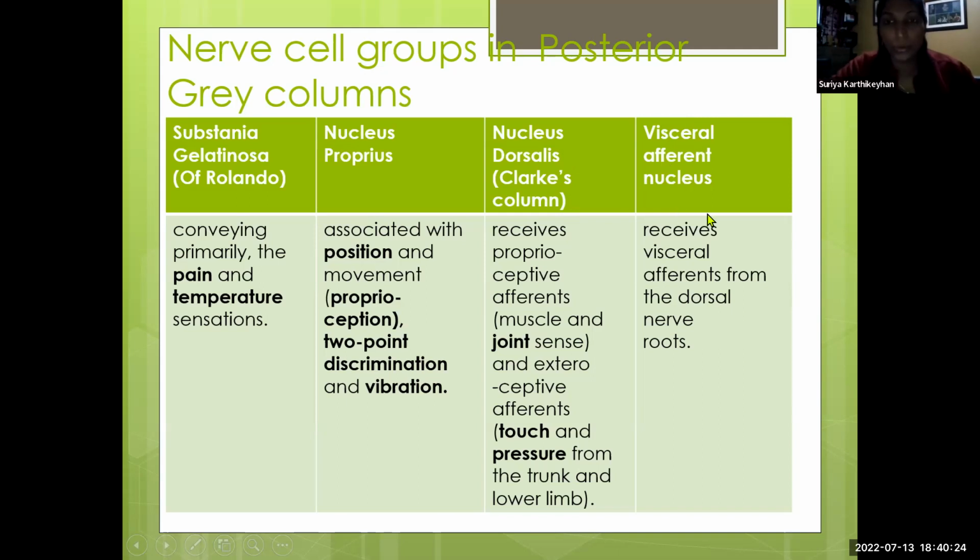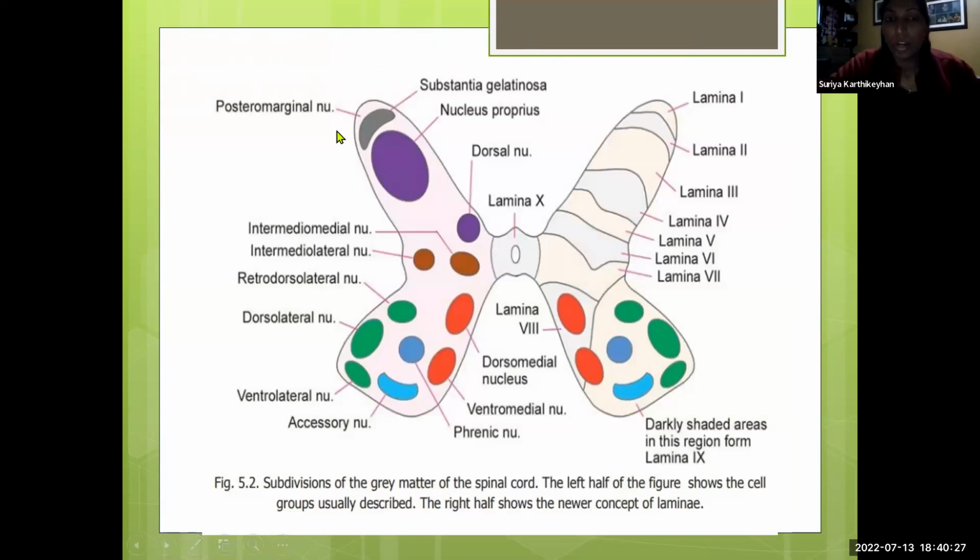This is only the nucleus. So what are all these nuclei going to do? The anterior gray column is concerned with motor activities. The posterior horn is mainly concerned with sensory afferents. These nuclei are going to receive the sensory information from the periphery. So each nucleus will be having separate information. Sensory information.